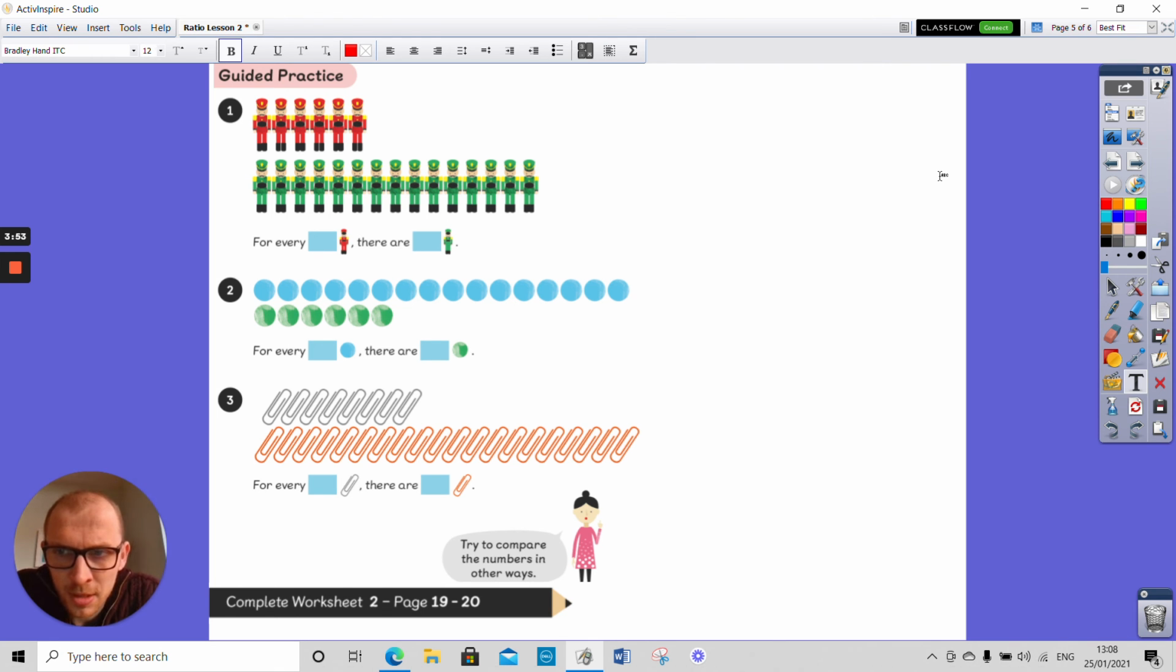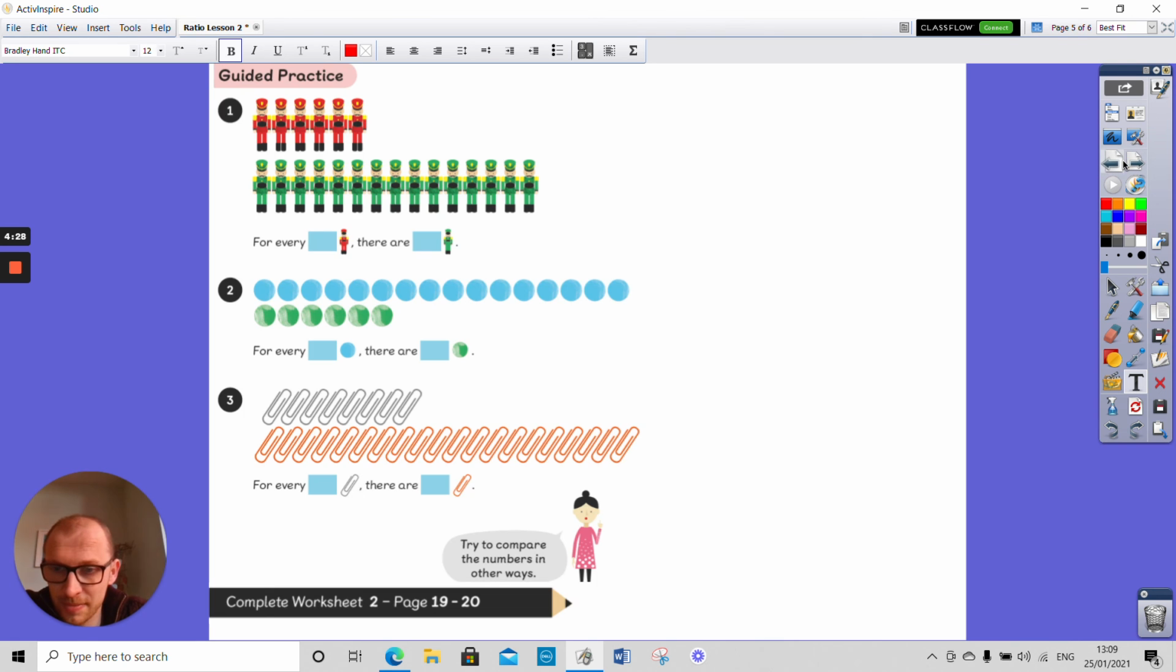Okay? So for number 2, we have got 6 blue marbles and 16 blue marbles. So again, what can 6 and 16 both be divided by? The answer will be 2. So divide both by 2 and that will be your answer. And then repeat the same strategy for number 3.